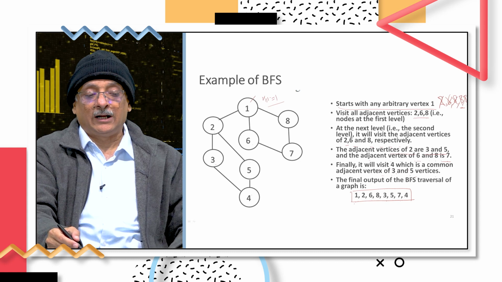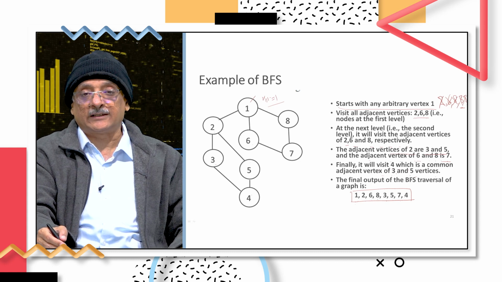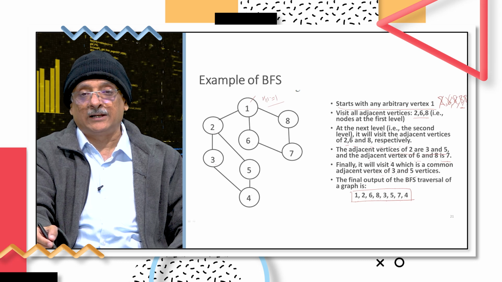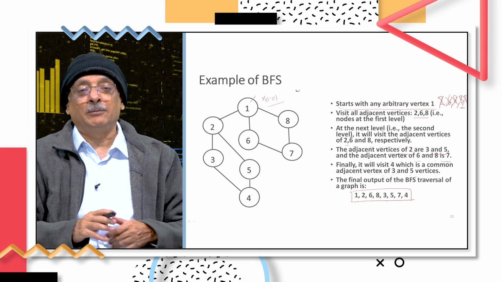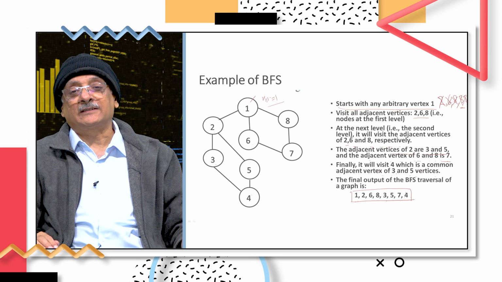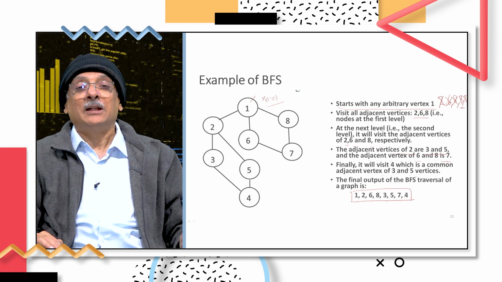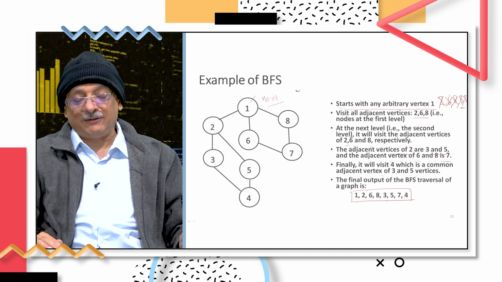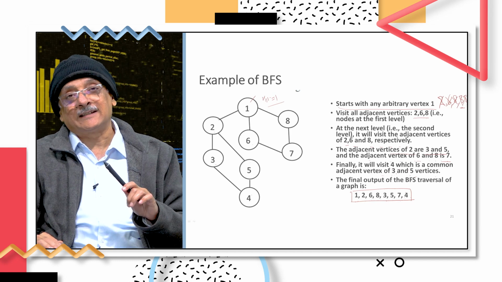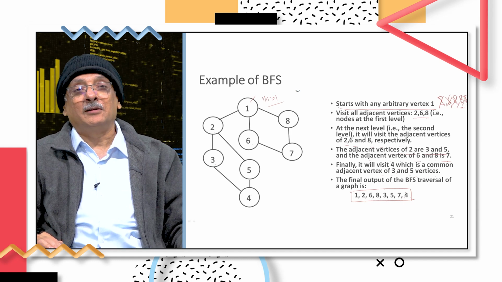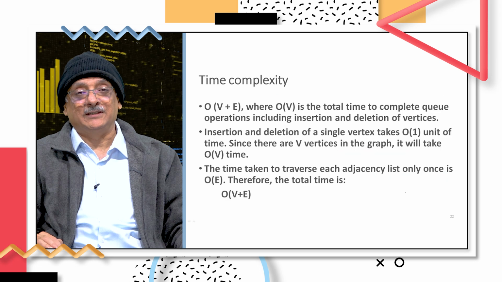When we are doing the breadth first search, our search is for 1, node 2, node 6, node 8, node 3, 5, 7, 4. Whereas if you remember, our depth first search was for 1, 2, 3, 4, 5, 6, 7, 8. That is how our depth first search was. So both the orders are different, however, the objective has been achieved, and in both cases the entire graph has been traversed.